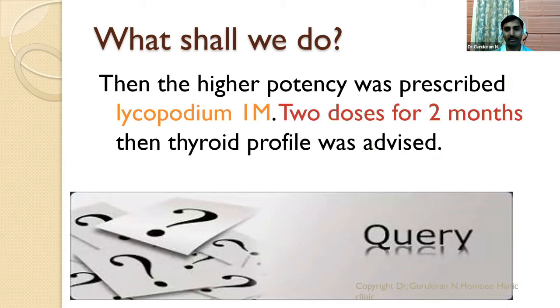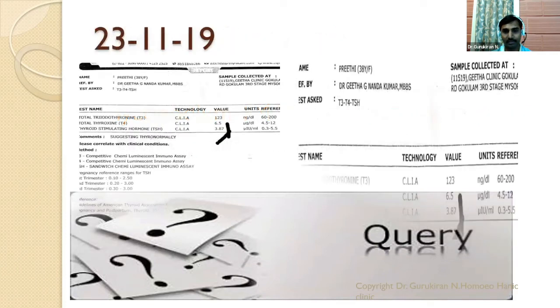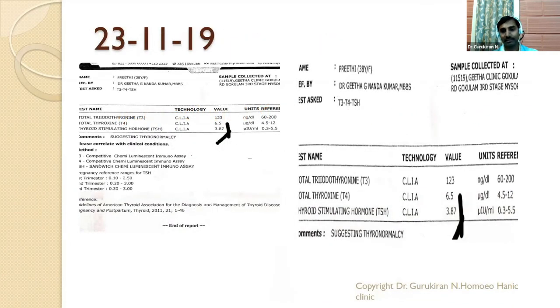Then the higher potency was prescribed, Lycopodium 1M, 2 doses for 2 months, only 1 dose per month. Then a thyroid profile was advised. See the result. The TSH value is 3.87, became normal. This is the power and the potential of the right dosage. This is the doctrine of dosage.